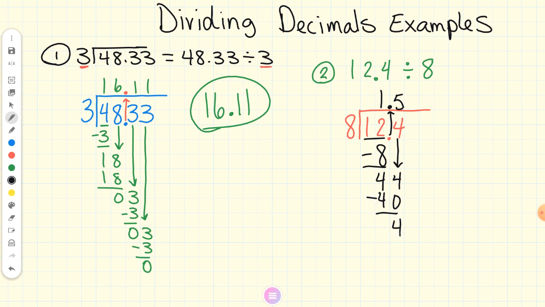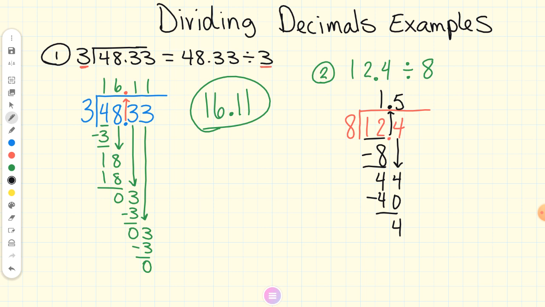Now, here's where I would get all kinds of crazy answers for this problem till we do one. I would get 1.5 remainder 4. Sometimes I might get 1.5 and 4/8. We don't mix what? We don't mix fractions and decimals, and we don't add remainders to fractions or decimal problems.